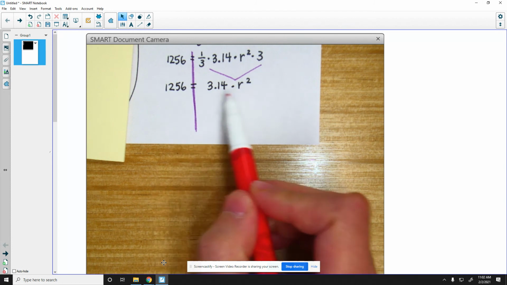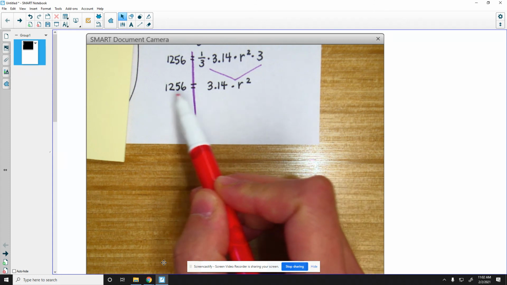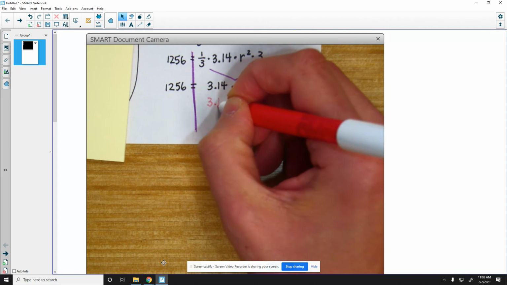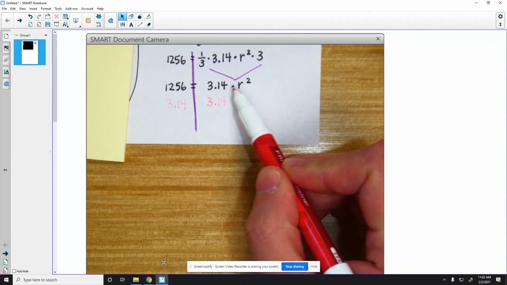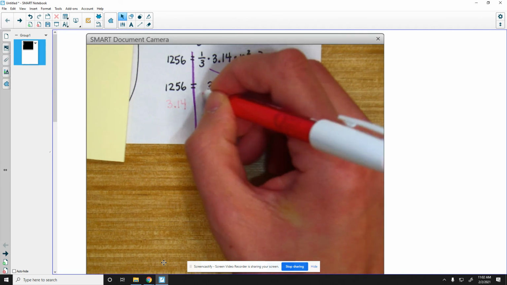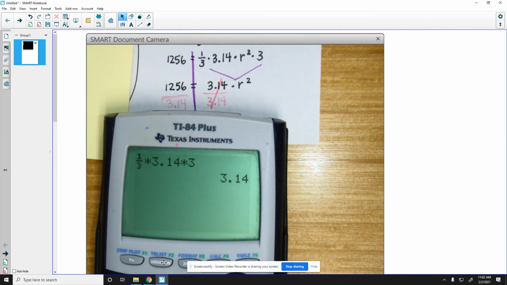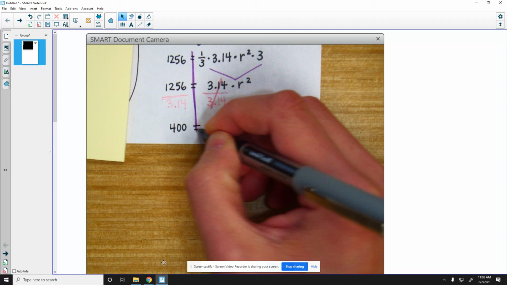Okay, so now I have an equation. Karina, what number is still on the same side as r? So that's the number I need to move. So I'm going to drop down 3.14. And do you see how it's 3.14 times r? So we have to use opposite operations. Mikey, what's the opposite of multiply? So I have to divide both sides by 3.14. So if I do that, 1,256 divided by 3.14, I get 400. A nice number. 400 equals r squared.